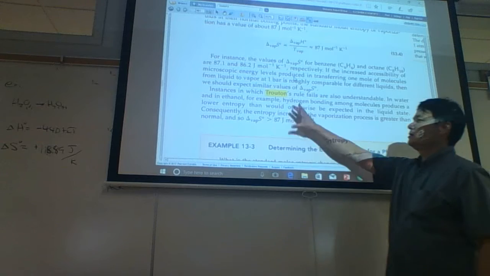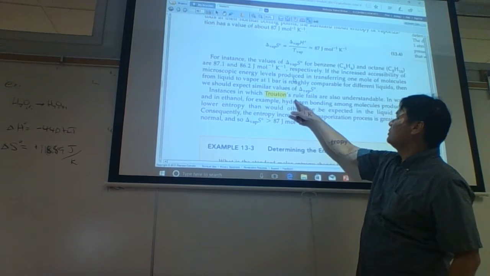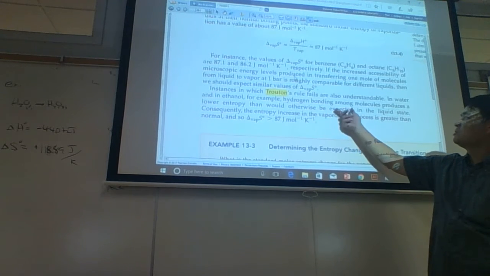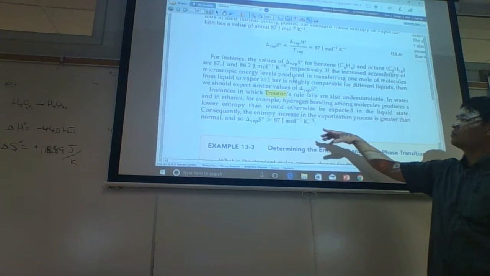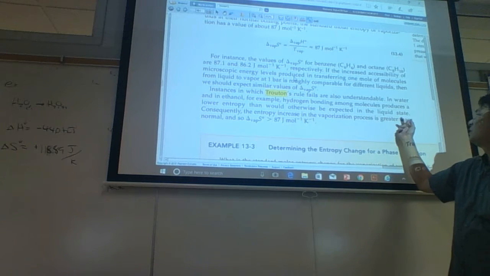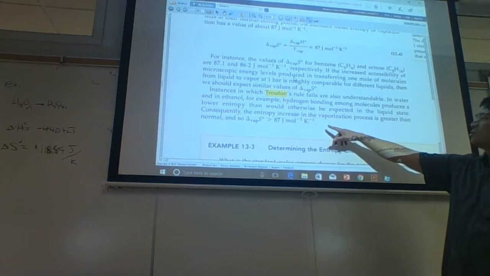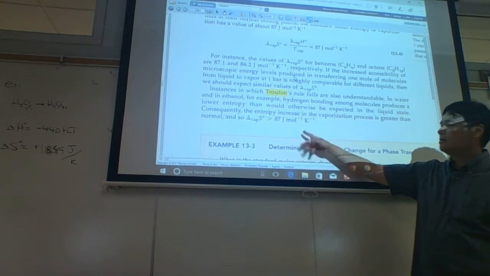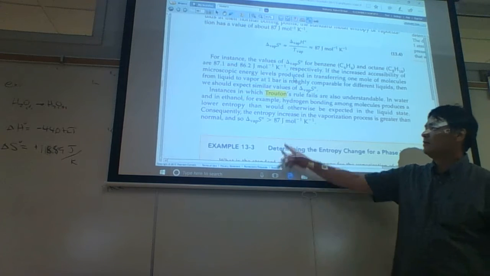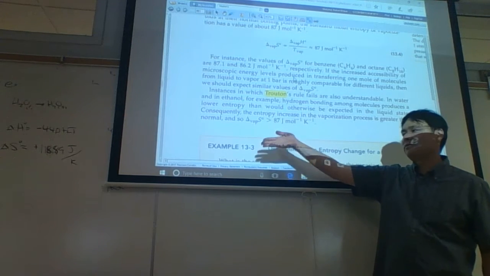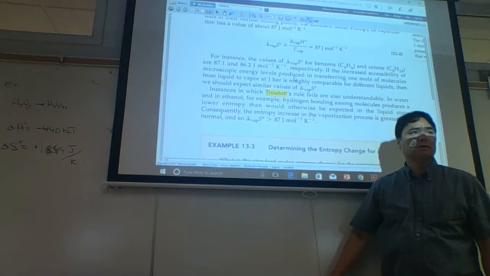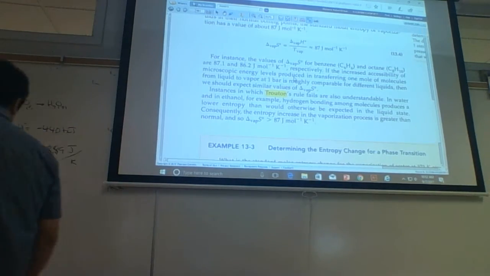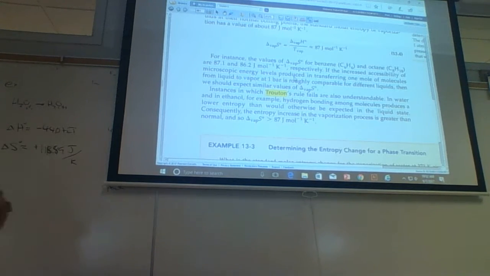Let's just read this. It's a quick paragraph. Instances in which Trouton's rule fails are also understandable. In water and in ethanol, for example, hydrogen bonding among the molecules produces a lower entropy than would otherwise be expected in the liquid state. Consequently, the entropy increase in the vaporization process is greater than normal. This is the normal, and so they're saying it should be bigger than 87. Well, obviously it's bigger, it's 119. So that's Trouton's rule.